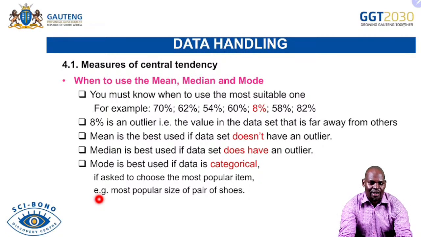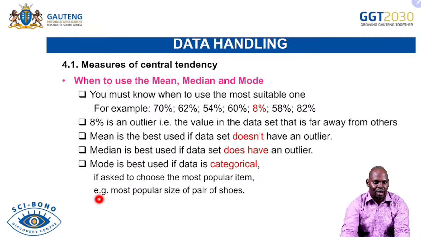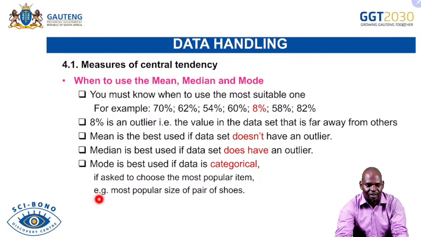Because an interpreter might choose one which is biased. So what must we look at when we make a conclusion about certain data? For this one, they say you must know when to use the most suitable one. For example, let's say these are your marks: 1, 2, 3, 4, 5, 6, 7. In one subject you got 70%, the other 62, 54, 60, 8%, 58%, and 82%.